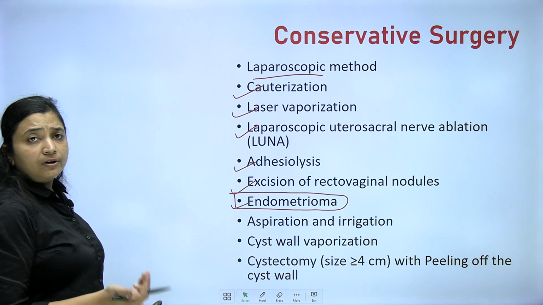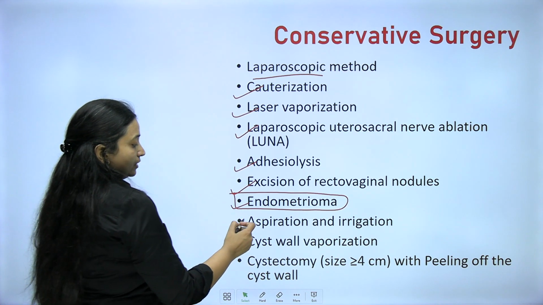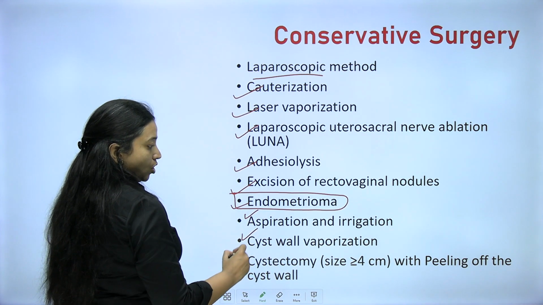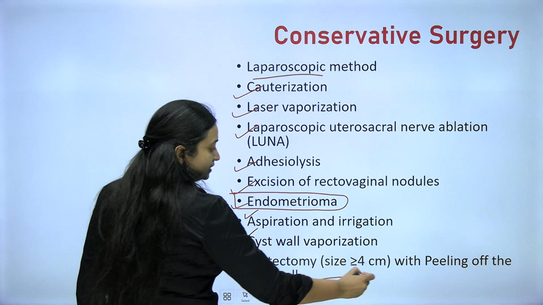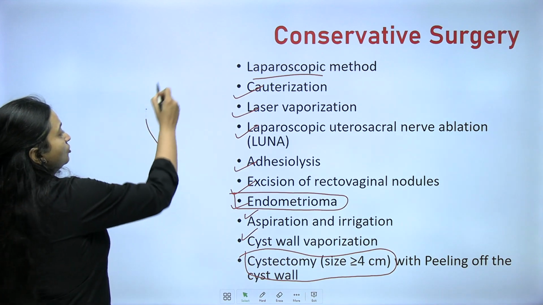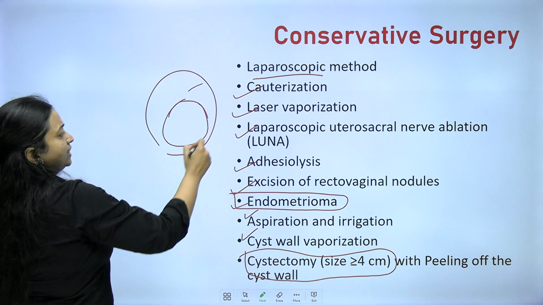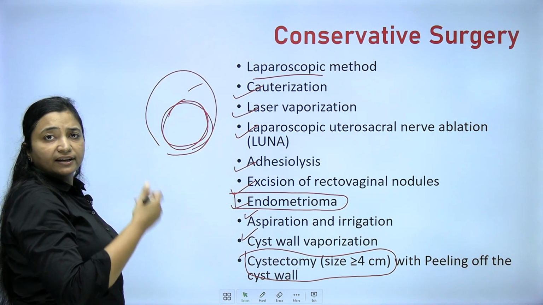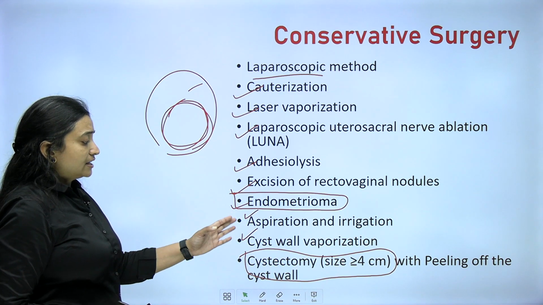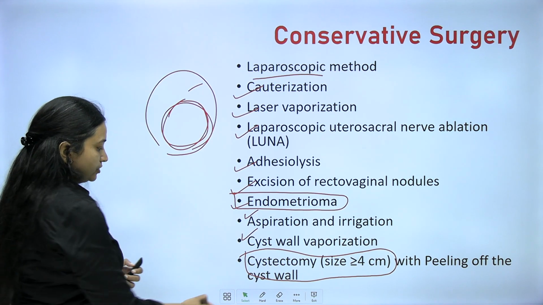But if it is an endometrioma. What is an endometrioma? A chocolate cyst, or the presence of endometriosis inside the ovary. You can go for either aspiration and irrigation, or cyst wall vaporization, or cystectomy, in cases where the size is more than 4 centimeter, then it is always easy to peel off. This is the endometrioma in the ovary. You leave the normal ovarian tissue behind and just peel off this cyst wall. Take out all the material and the wall also, so that the recurrence is very less. So endometriomas can be aspirated, can be vaporized, but cystectomy is the treatment of choice in cases of endometriomas.